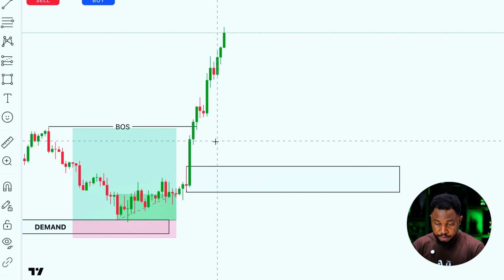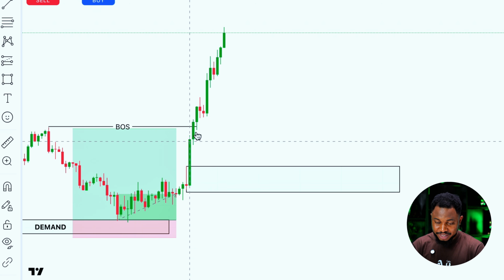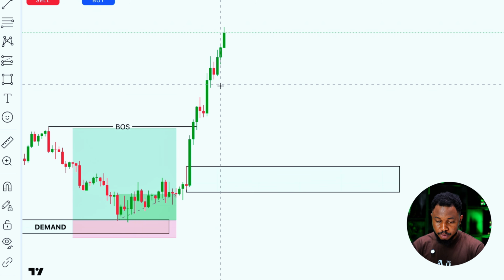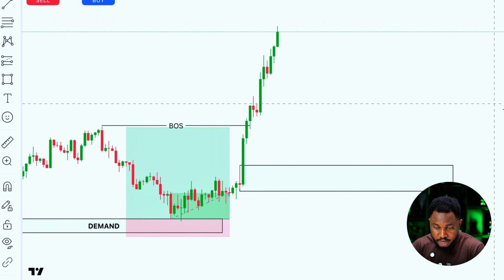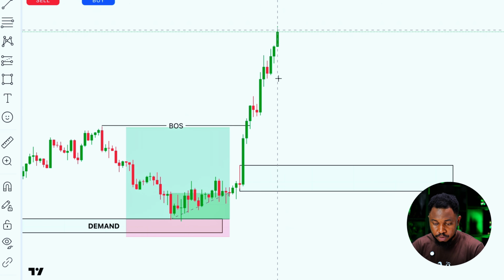Do we still have an area of inefficiency here? We have one here, and then we still have one here. So I'll just basically stick with this one. We also have another one here. And if you look at this area here, something happened there: we went up, retraced, and then continued. So this area cannot be ignored.